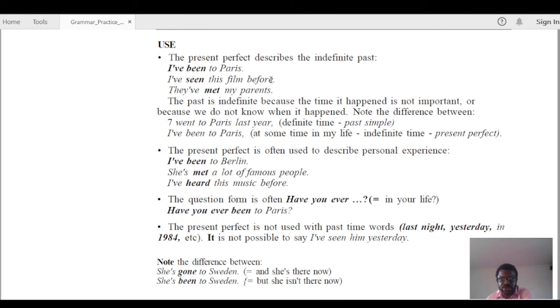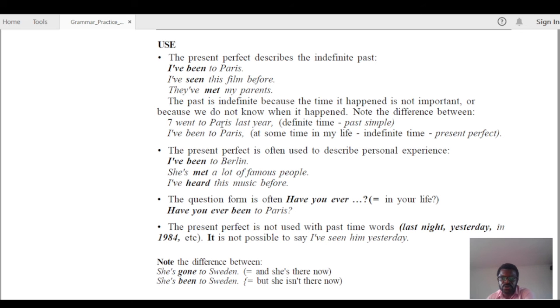The present perfect describes the indefinite past. Indefinite means something that is not specific, not specified. I've been to Paris, but we don't know when that was. I've seen this film before, but we don't know when exactly. They've met my parents. No one knows when. The past is indefinite because the time it happened is not important or because we do not know when it happened.